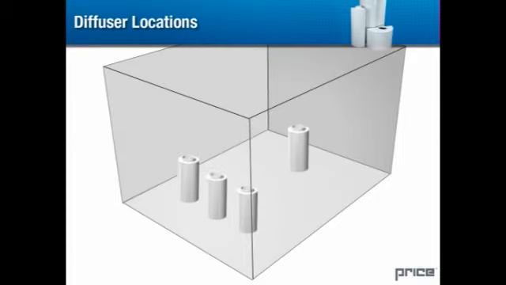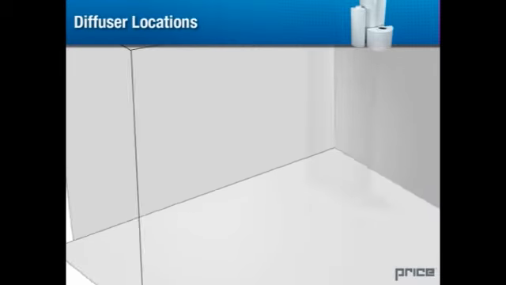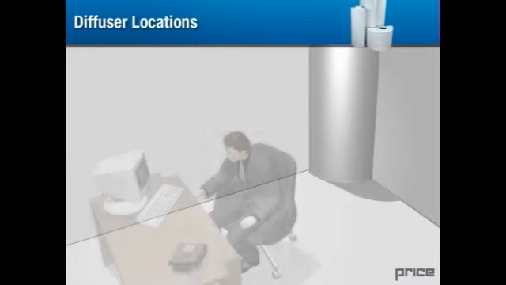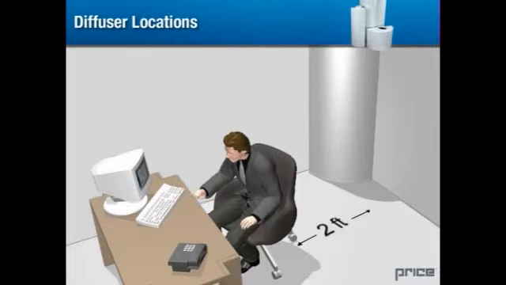Place more diffusers in areas which have a higher cooling load. Avoid placing large obstacles near the diffuser face. Place diffusers no closer than 2 feet from the occupants.